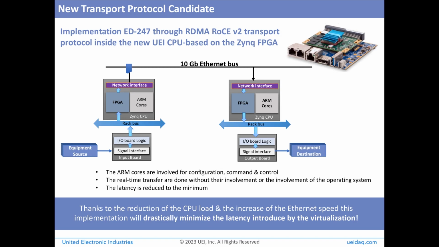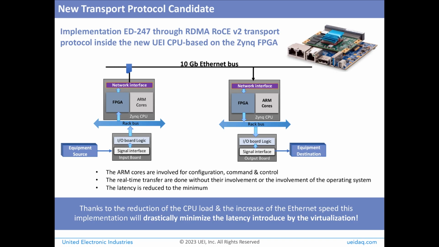This card is based on the Xilinx UltraScale Zynq chipset, which is composed of a quad-core ARM, which is a 64-bit processor running at 1.5 gigahertz, which is coupled with an onboard user-programmable Xilinx FPGA. In this configuration, we can put some of the IP down on that FPGA. The ARM cores will be involved for configuration, command, and control, and the real-time data transfer will be done without their involvement or involvement of the operating system.